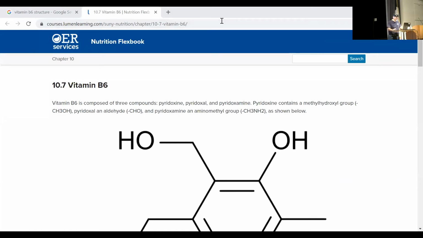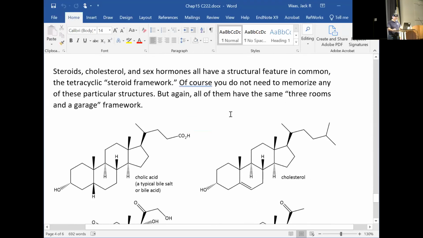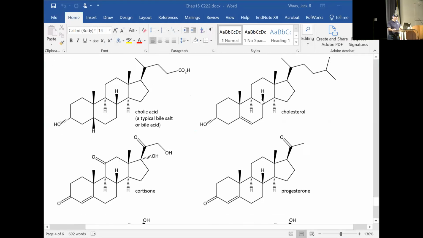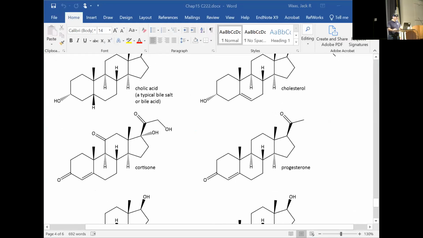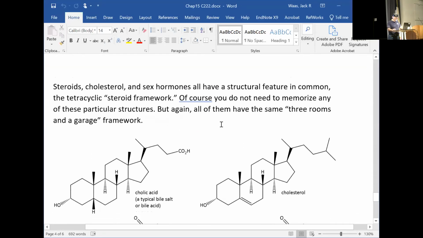Good, but I think that's basically it for that. Let's go back to our class notes. And last but not least, all of these molecules that are built on the 3 rooms in a garage framework.